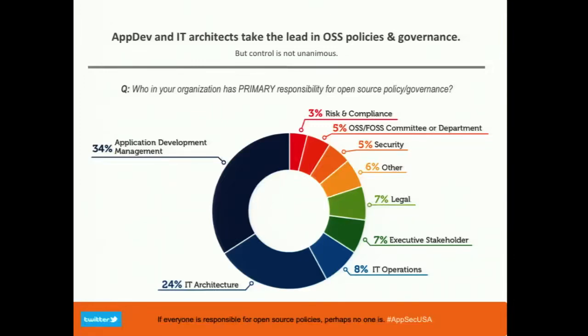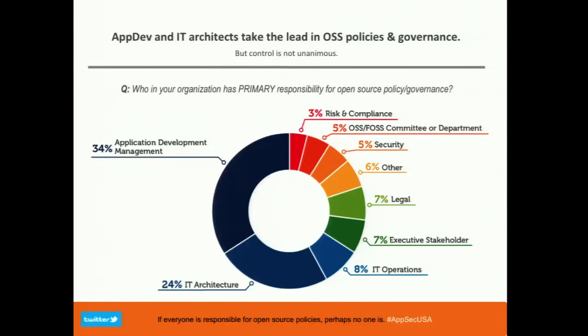Yeah. So I want to shift gears a little to participants. You bring up, who do we actually know in the organization that's following the policy? When we ask who in your organization has the primary responsibility for open source policy or governance, the answers were all over the place. I know it's a little more difficult for you to see, but 34% application development management, 24% IT architecture, 5% security, 3% risk and compliance. Some part of our initial reaction seeing this information said, if everyone's in charge, then maybe no one's in charge.